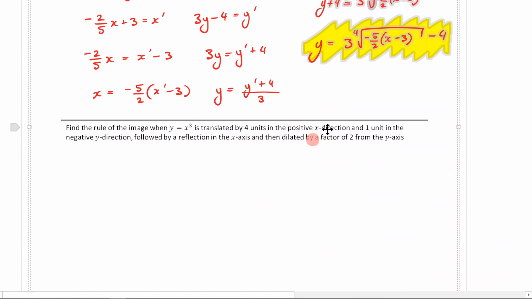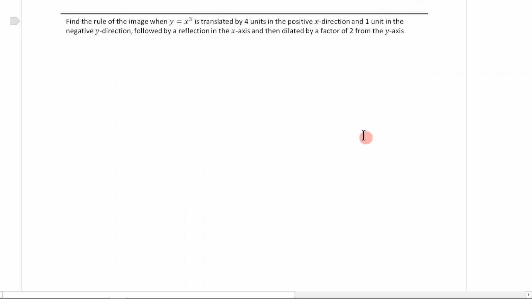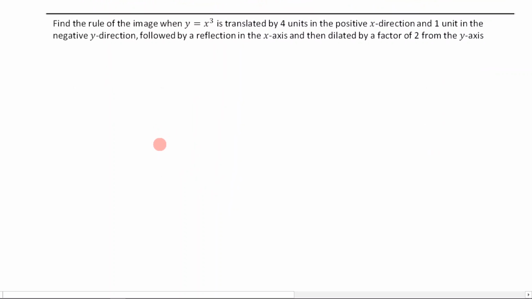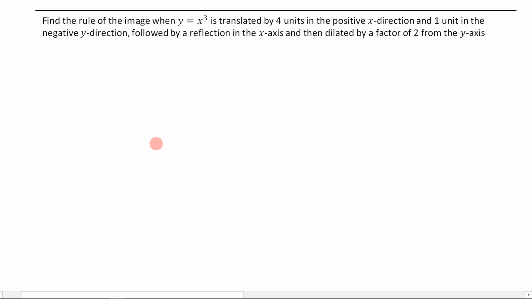Okay, let's now go on to this question right here. So this question is a little different. And while I read it, hopefully you can pick up on how it's different. It says, find the rule of the image when y equals x cubed is translated by 4 units in the positive x direction and 1 unit in the negative y direction, followed by a reflection in the x-axis, and then dilated by a factor of 2 from the y-axis.